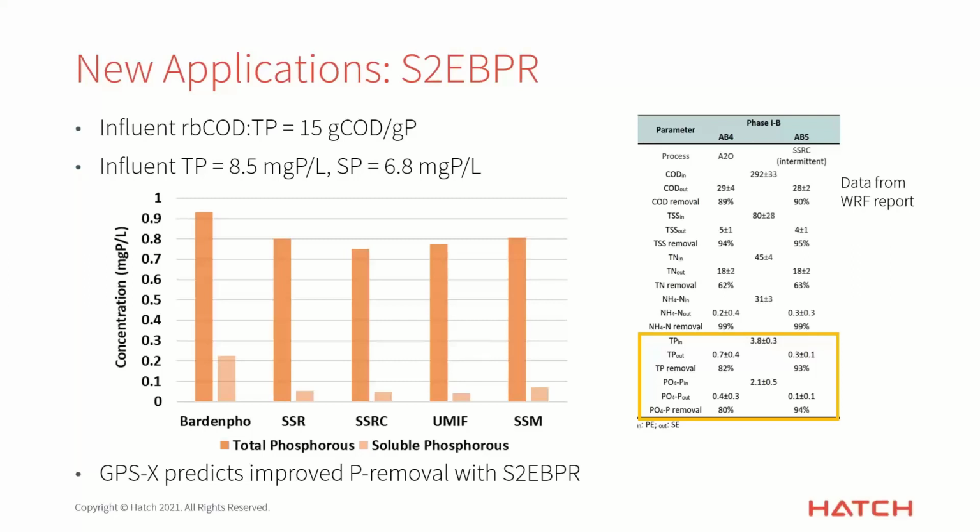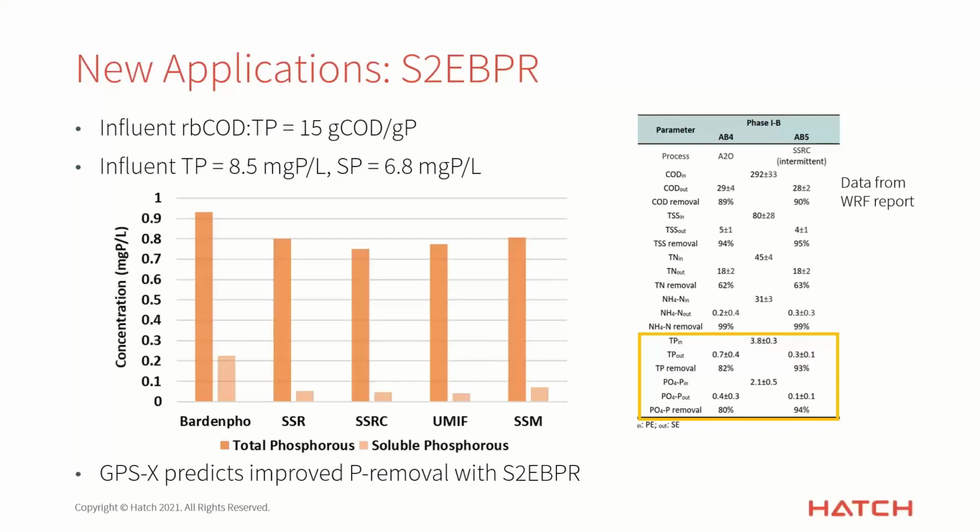Okay, so this graph here basically just summarizes the results. The dark orange line represents the total phosphorus in the effluent of the simulated plant, and the light orange line represents the ortho-P in the effluent. Looking at the results, we can immediately see that using a side stream process does improve the total and soluble phosphorus removal compared to just using the typical EBPR Bardenpho process. And we can also see that the improvement is in the same magnitude as the improvements reported in the WRF report.